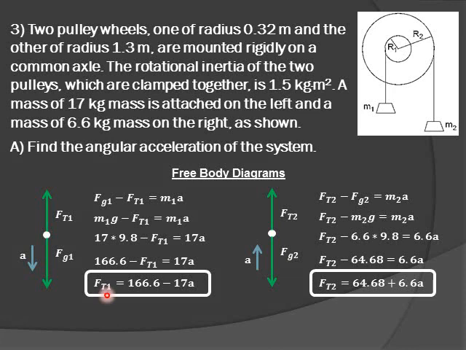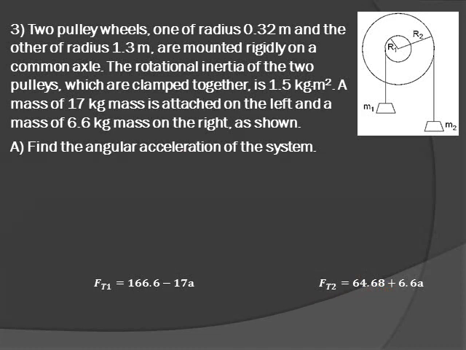Now we have three unknowns: force of tension 1, acceleration, and force of tension 2. So we basically need to come up with another equation with this pulley right here in order to determine what the acceleration is going to be. In this process, we're actually trying to find the angular acceleration, so the linear acceleration we actually have to convert over to angular acceleration.